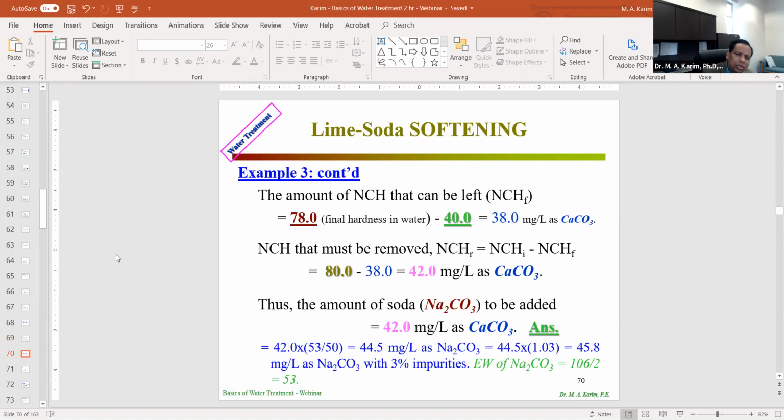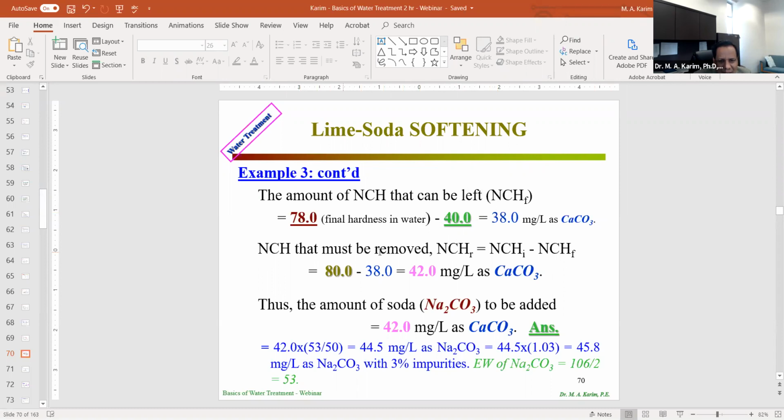Then the amount of non-carbonate hardness that can be left in the system is 78 or things like that. As we said, we can bring it down to 40. You remember this 40? This 40 is the one where we said 10 can be removed for magnesium hardness, and calcium hardness is 10. So we have to leave it there. What can be left in the system, or the final NCH, is 40. 78 is the one we would like to bring down, and 40 should be there, so we need to bring down 38.